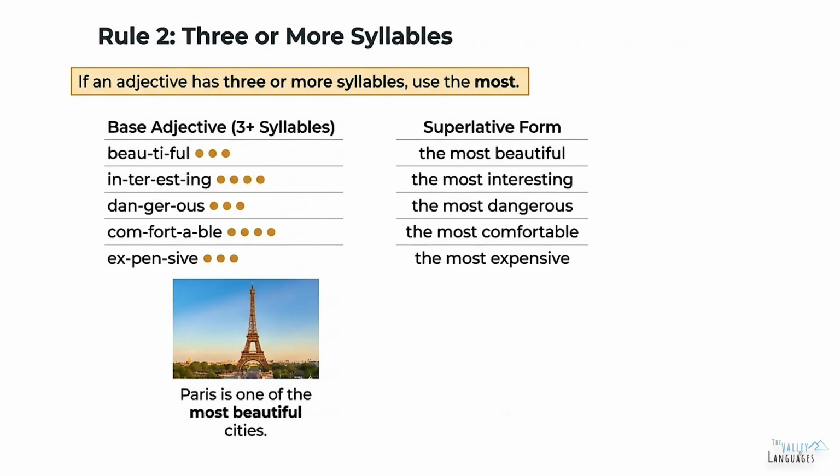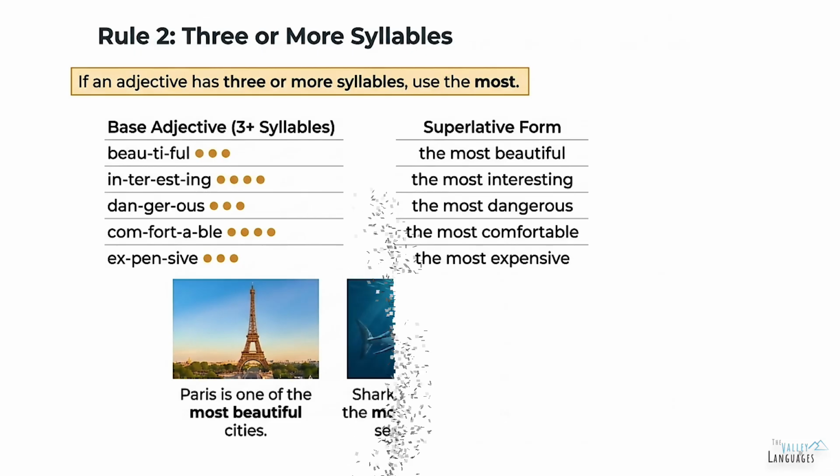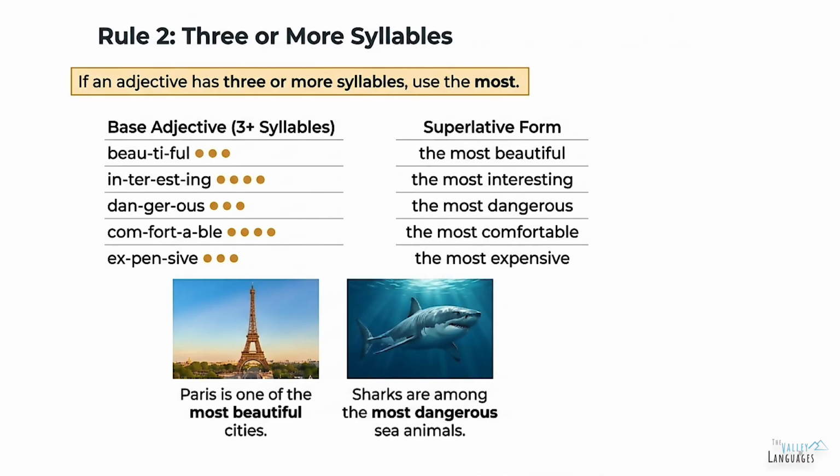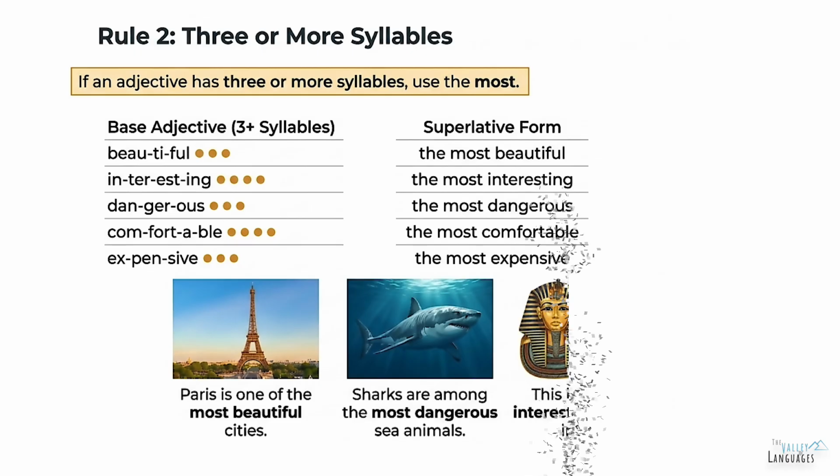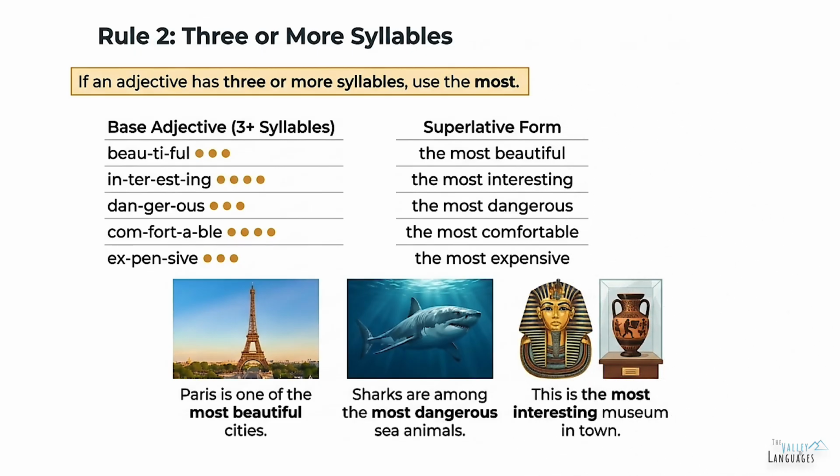For example, Paris is one of the most beautiful cities. Sharks are among the most dangerous sea animals. And this is the most interesting museum in town. A quick warning here, though, never say beautifulest or interestingest. It is a super common trap, but absolutely incorrect. So now you know exactly how to avoid it.